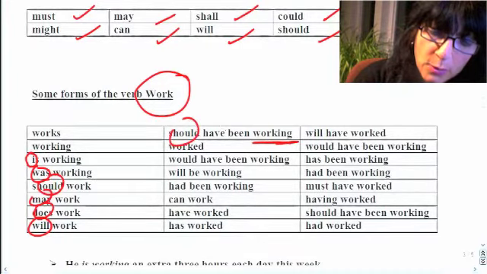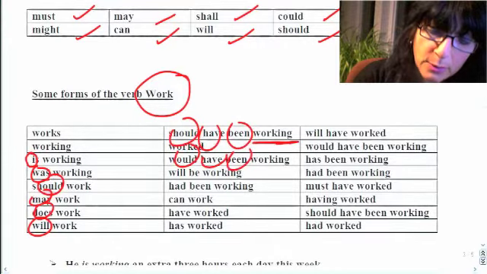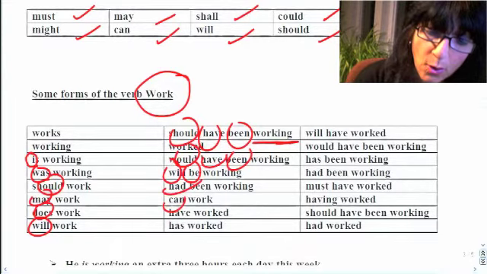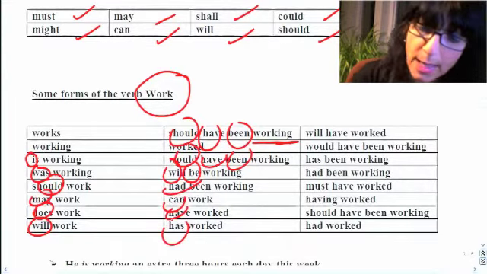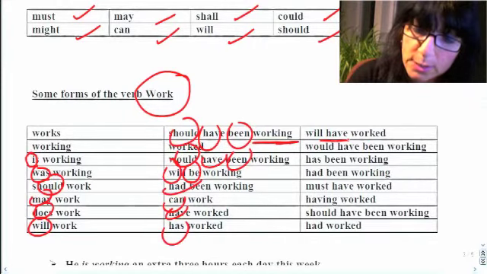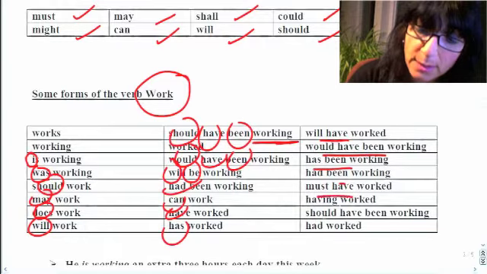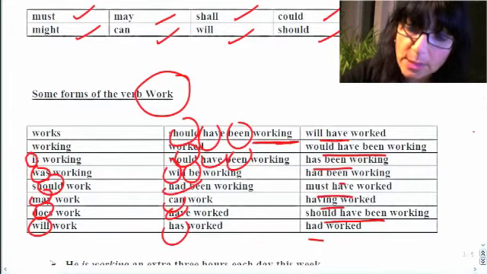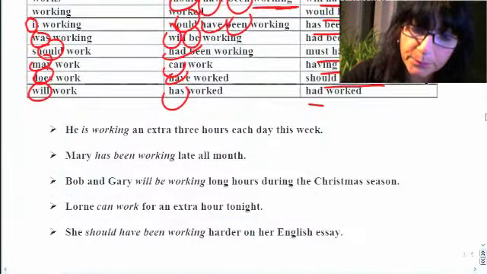Here are more helpers: should, have, and been, would have been working, will be working, had been, can, have, and has. Those are all helpers. And here, will have worked, would have been working, has been, had been, must have, having, should have been, and had. So these are all different examples of helping verbs to help the main verb working.